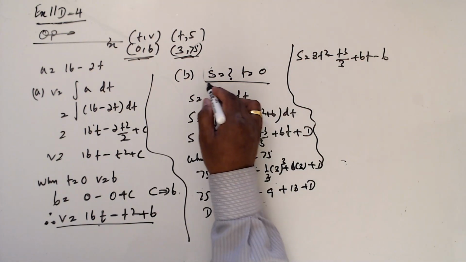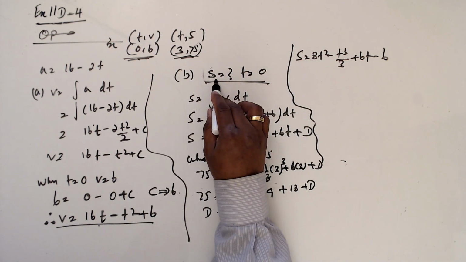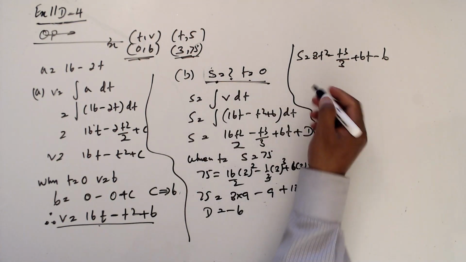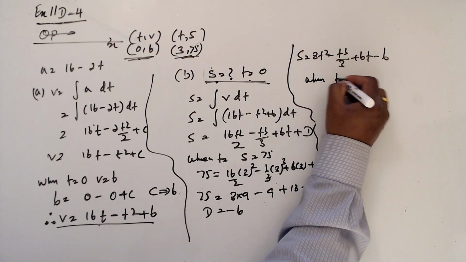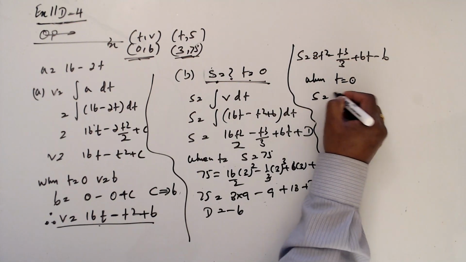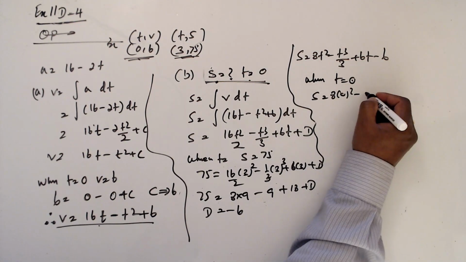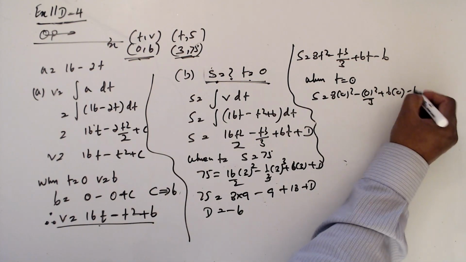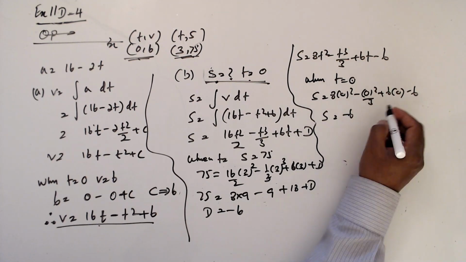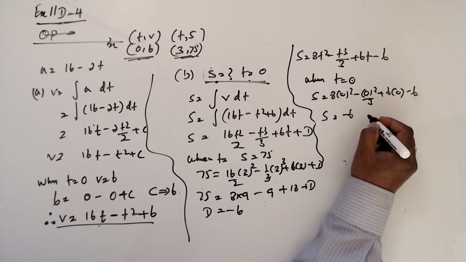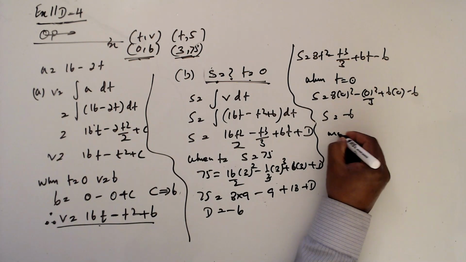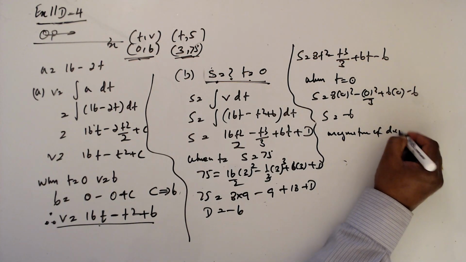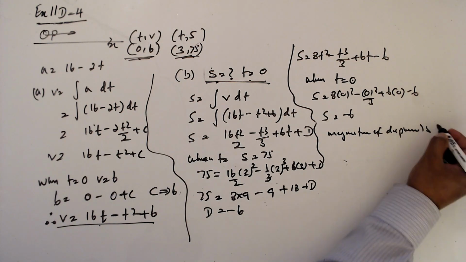So now the question is, when t equals 0, the displacement value s. When t equals 0, s is 8 times 0 minus 0 cubed over 3 plus 6 times 0 minus 6, so s equals minus 6. So the magnitude of the displacement is 6.